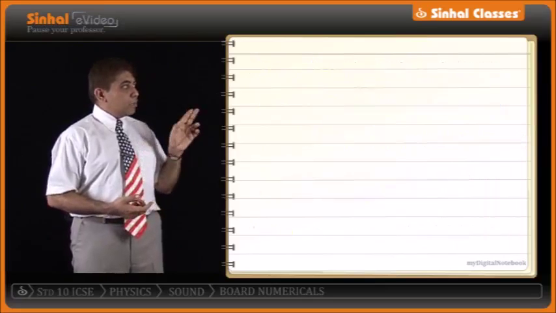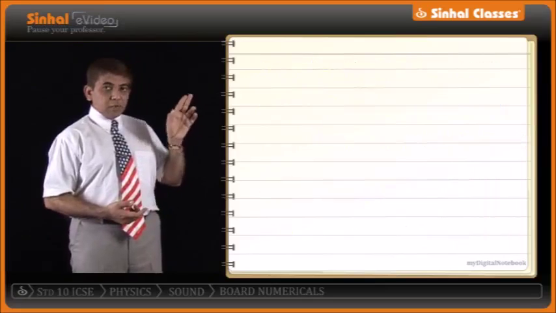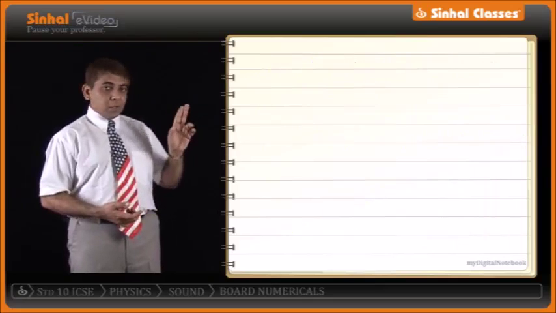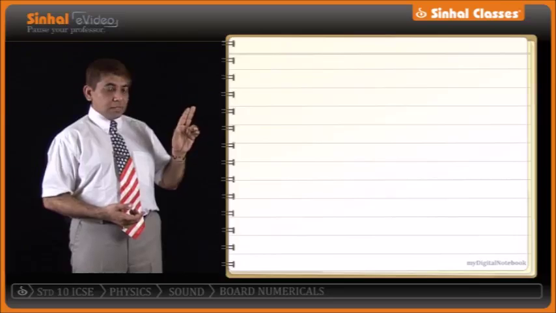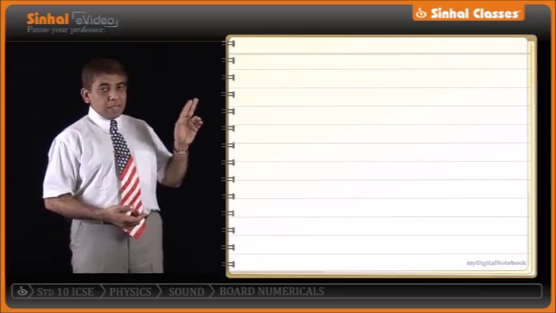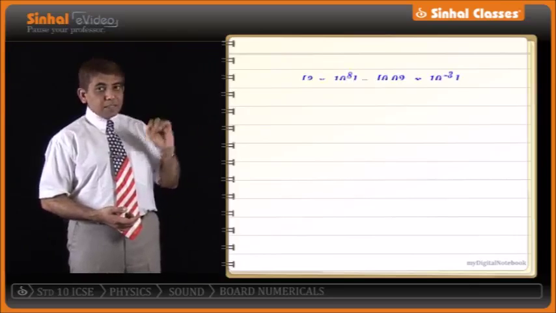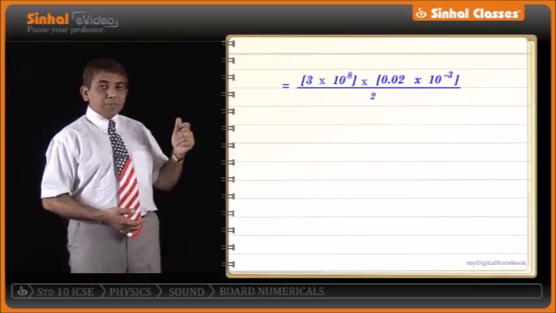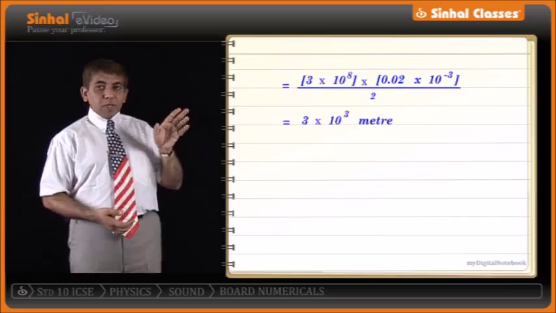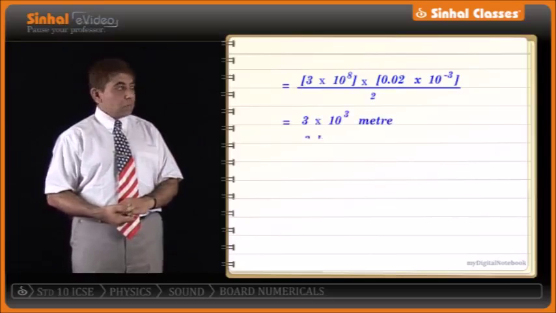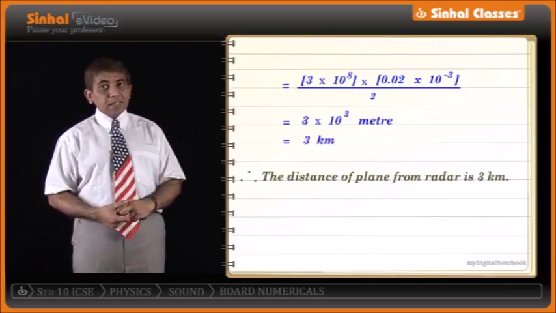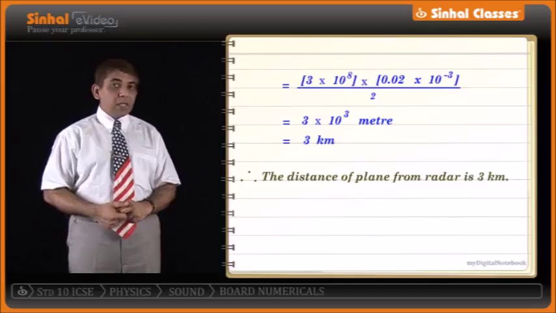If I substitute the values, I get wave velocity as 3 into 10 to the power 8 meter per second multiplied by 0.02. But now this is in millisecond, so I have the multiplying factor of 10 to the power minus 3, divided by 2. On calculating, I get it equal to 3 kilometers. So I know that the distance of the plane from the radar is as low as 3 kilometers.